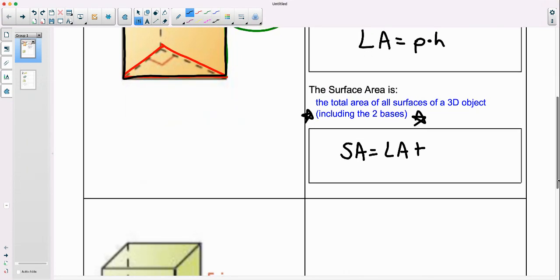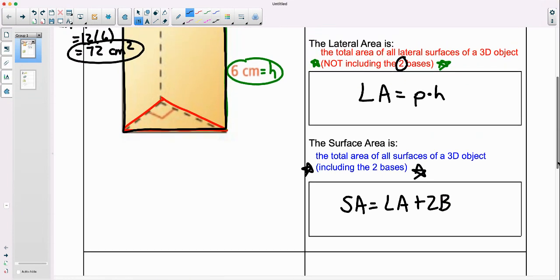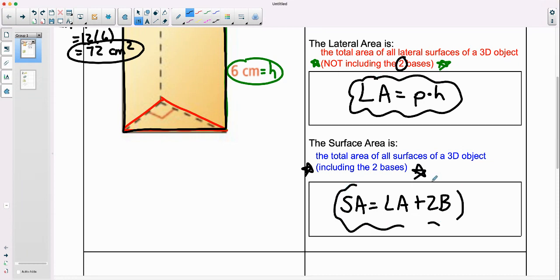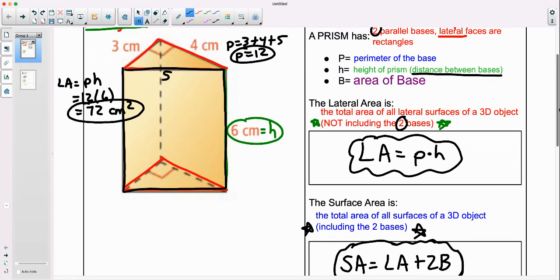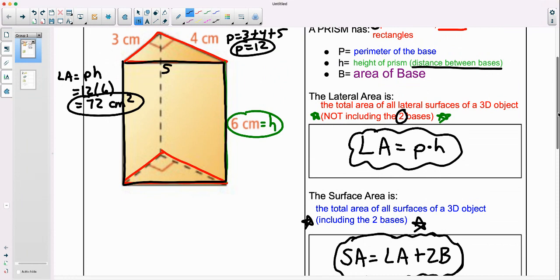So that means I have to get the area of a base and double it because there's going to be two of them, top and bottom. So make sure that you have these two formulas written down. These are the formulas of the day. If it asks for lateral area, you don't need to worry about the bases. You just need the perimeter and the height. If it asks for surface area, we have to also factor in the bases.